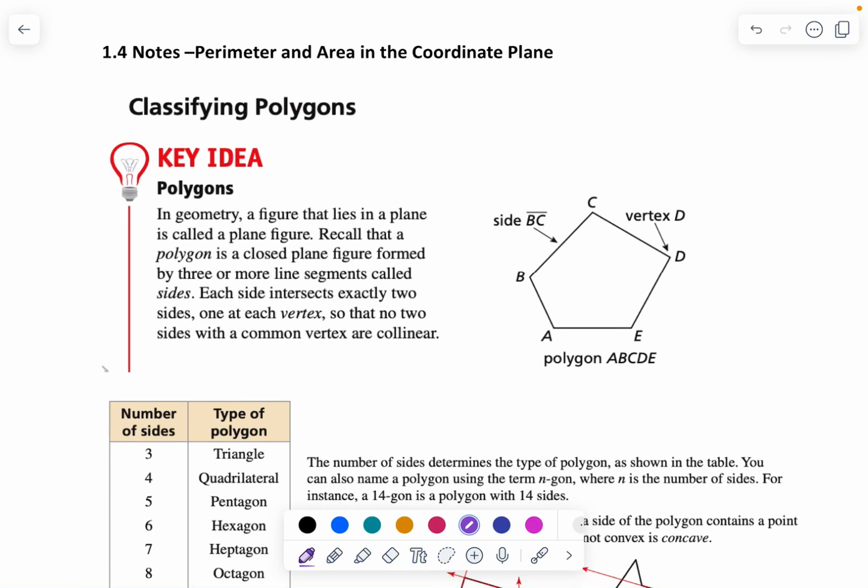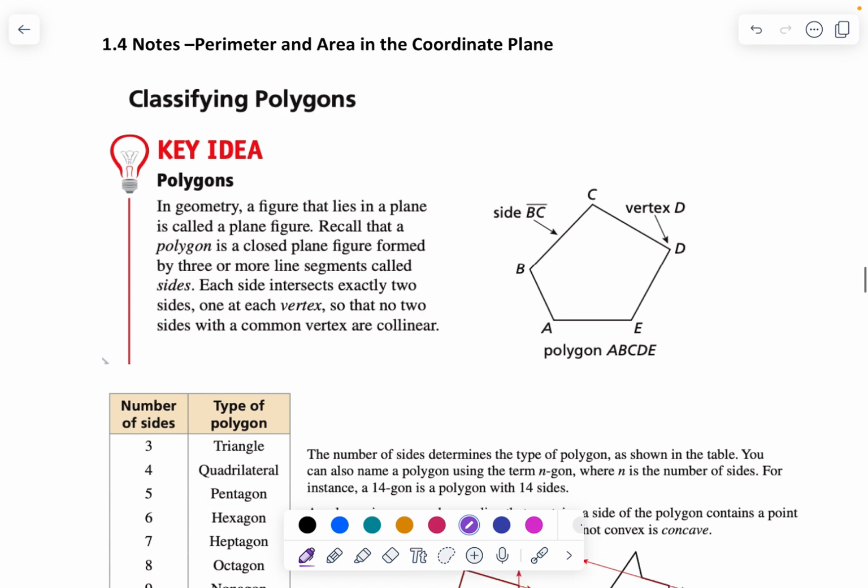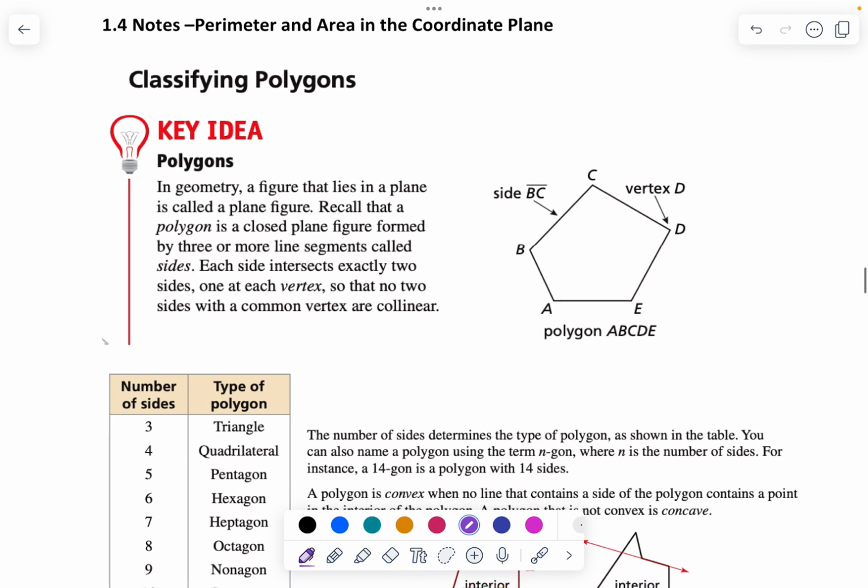Starting 1.4 notes, which is about perimeter and area in the coordinate plane. But before we get to perimeter and area, let's talk about polygons. Polygons are figures in a plane that have segments for sides. So a circle can't be a polygon. They have to have straight line segments for sides. We call the sides sides.